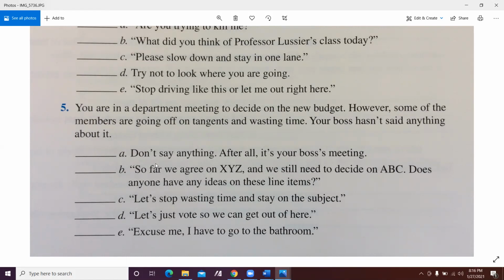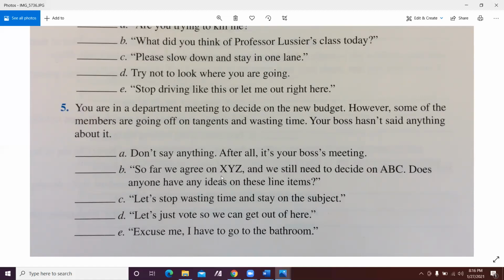What is your action? Don't say anything. After all, it is your boss's meeting. Is this action passive or assertive? Of course, passive.